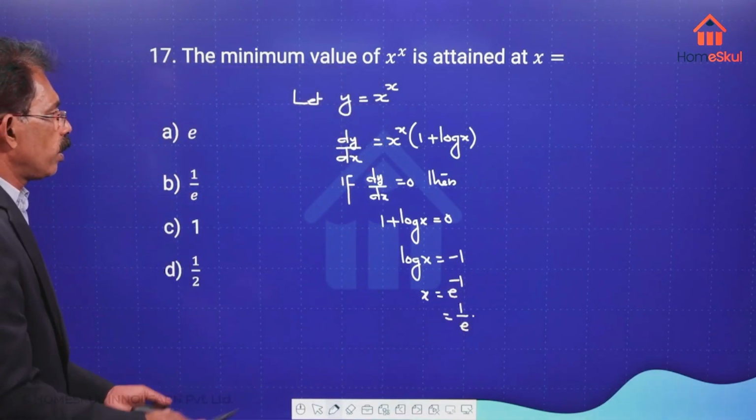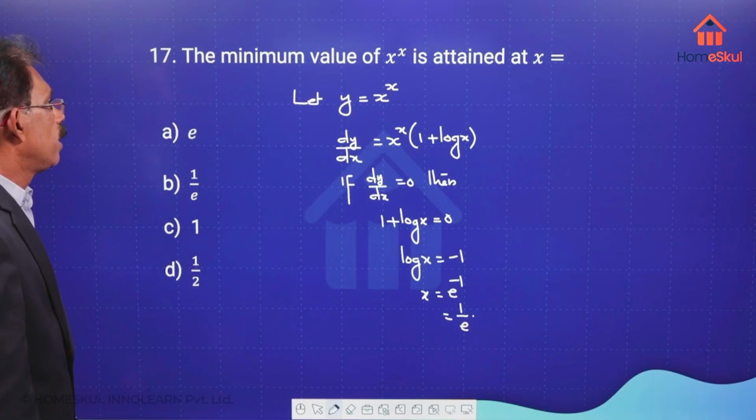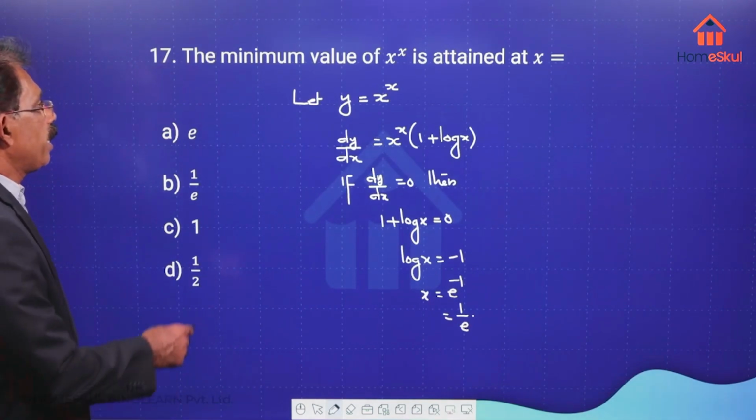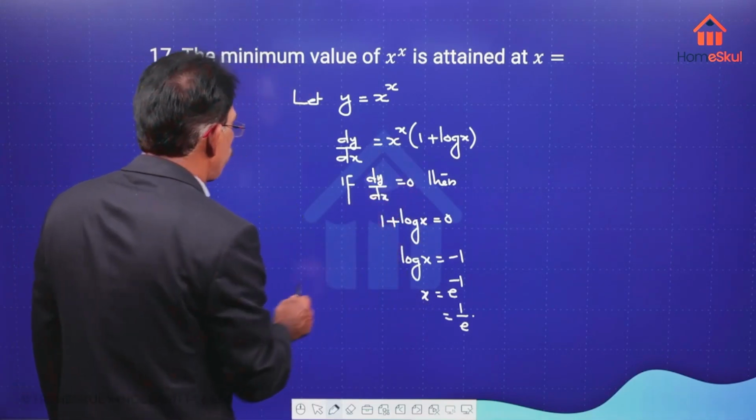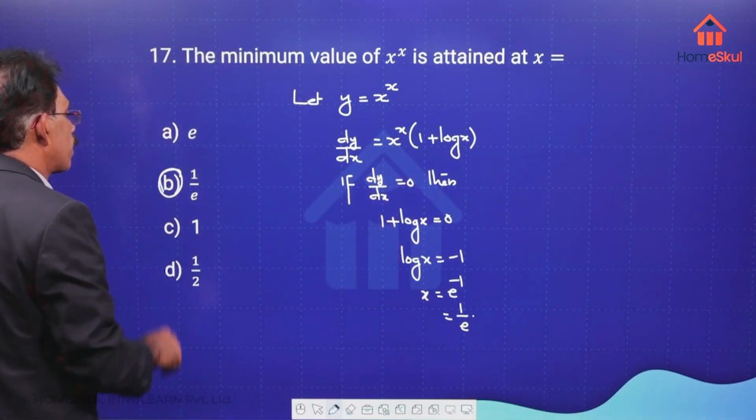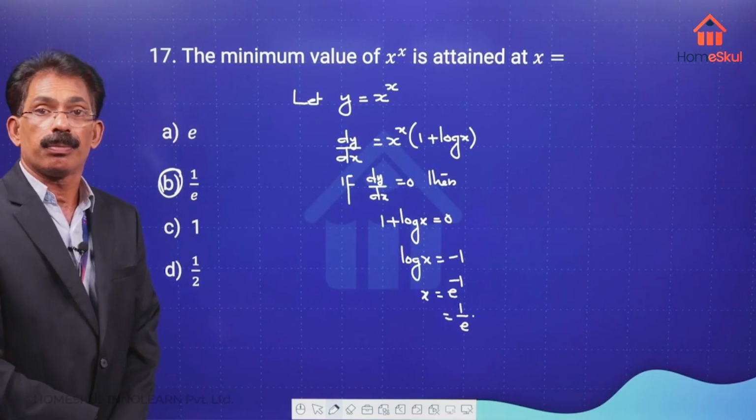Second derivative is also positive. Then x is equal to 1 by e. It attains the minimum when x is equal to 1 by e. There is only one point. The second derivative is positive. That's B. B is the correct answer. 1 by e.